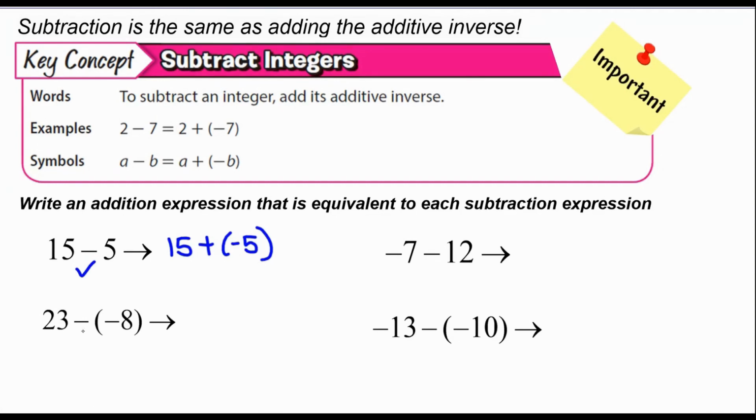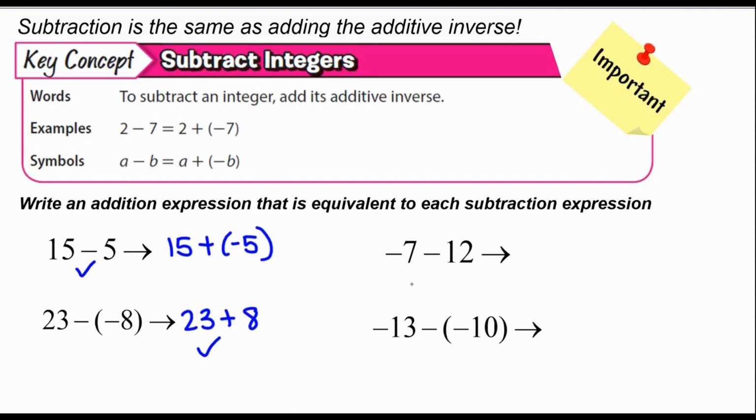Next one, 23 minus negative 8. I'm taking away a negative, so removing a negative increases in value. This is like 23 plus 8. Now, which one of these two is easier to do? I would say by far the addition version of this is easier to do. So you can start to see why it's important to be able to flip-flop back and forth between subtraction versions and addition versions of our expressions.